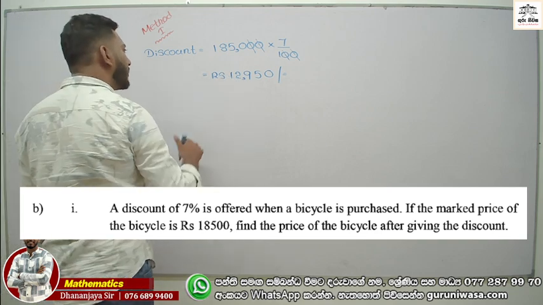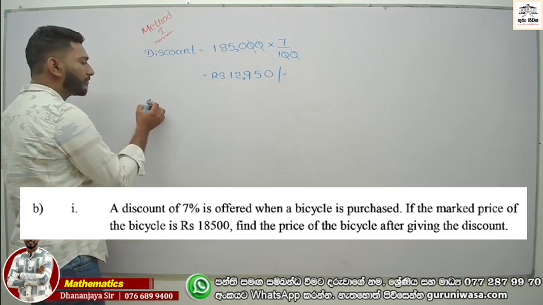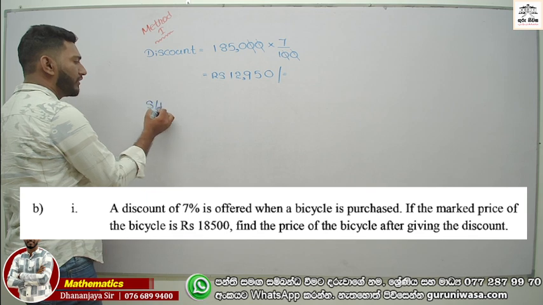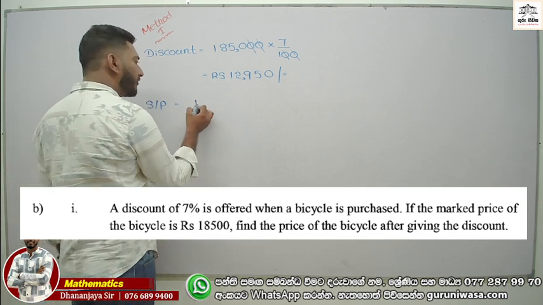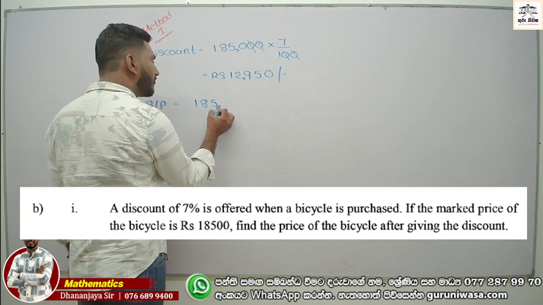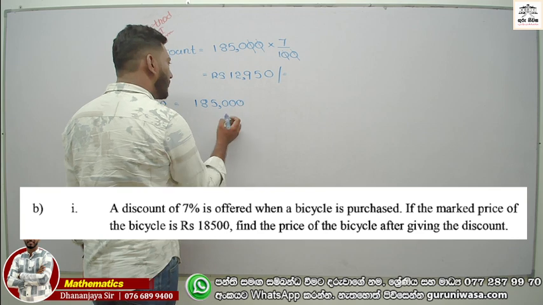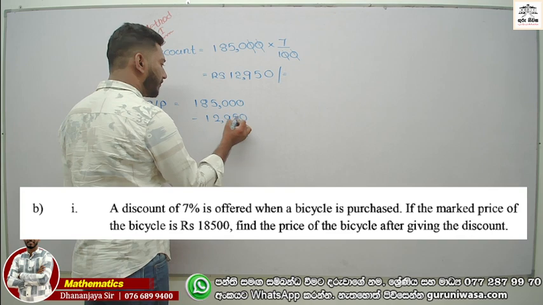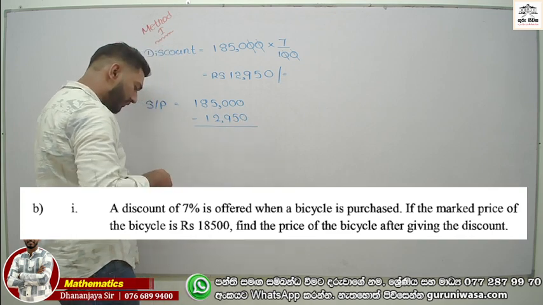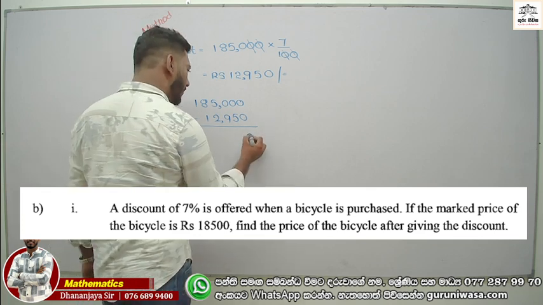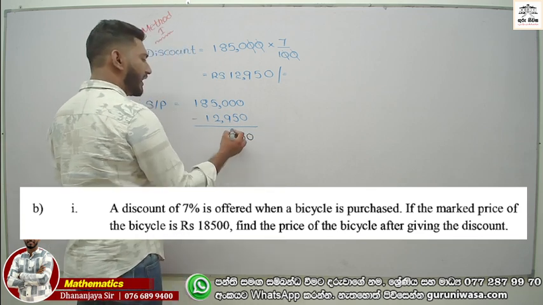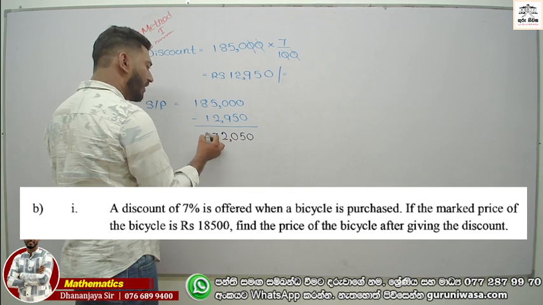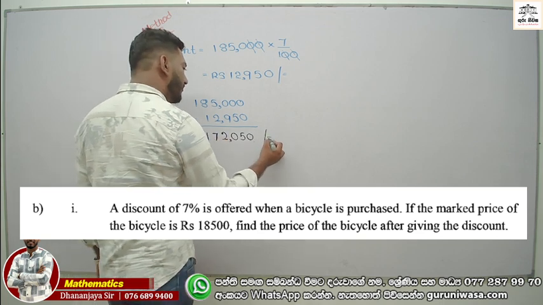Now, how to find the selling price after discount, right? Therefore, we call it the selling price. You need to subtract 185,000 minus 12,950 rupees. Now, my answer becomes 0 and 10 becomes 5 and the 9 is 0 and the 4 2 is 2. Then the answer is 172,050.